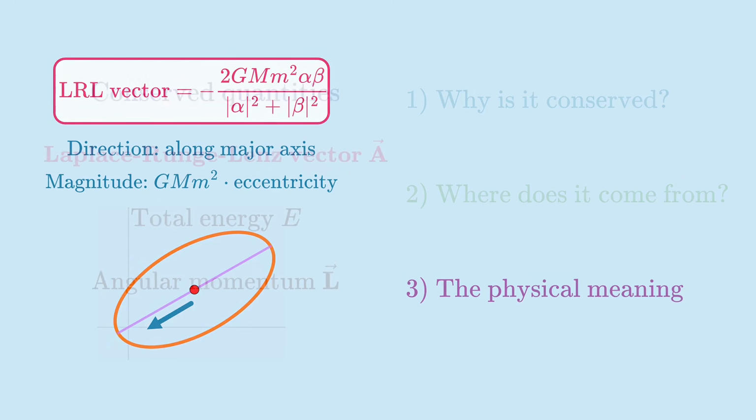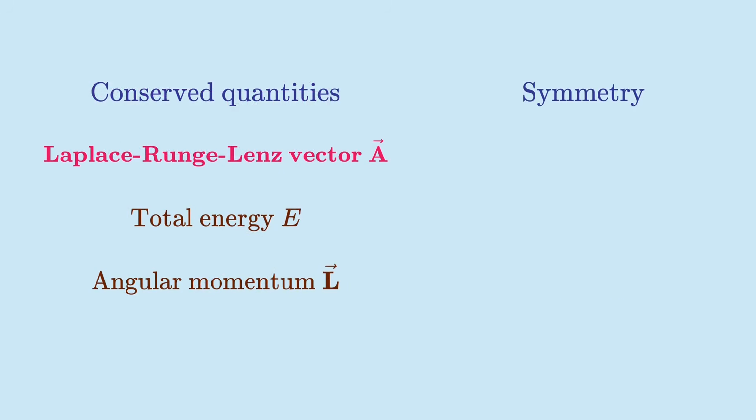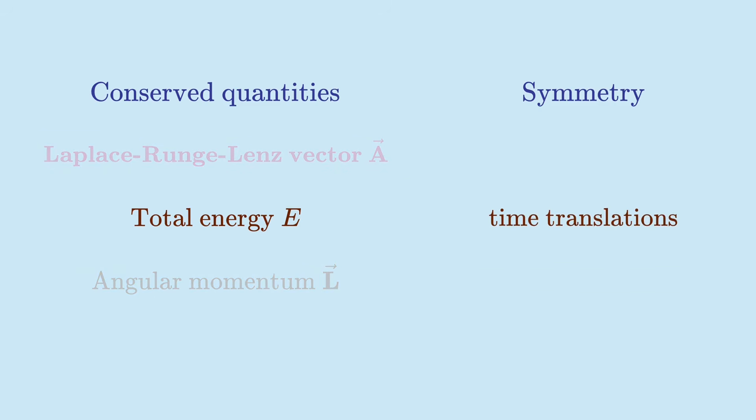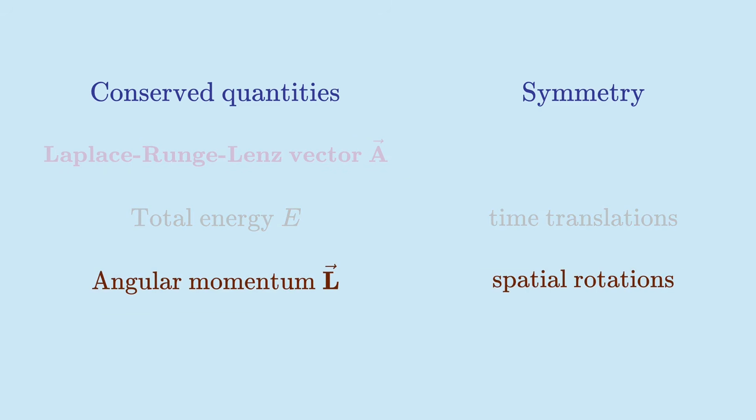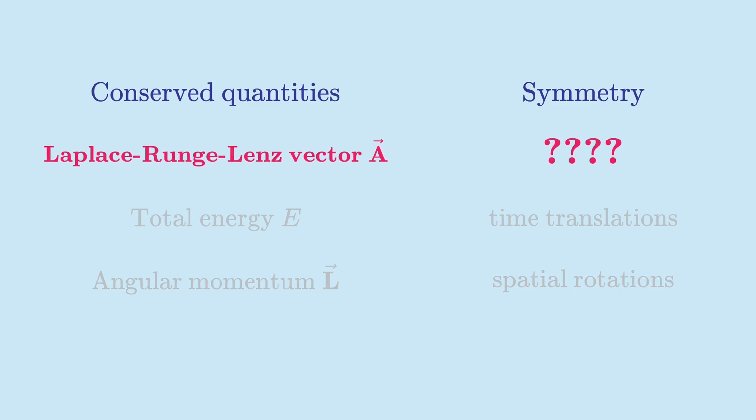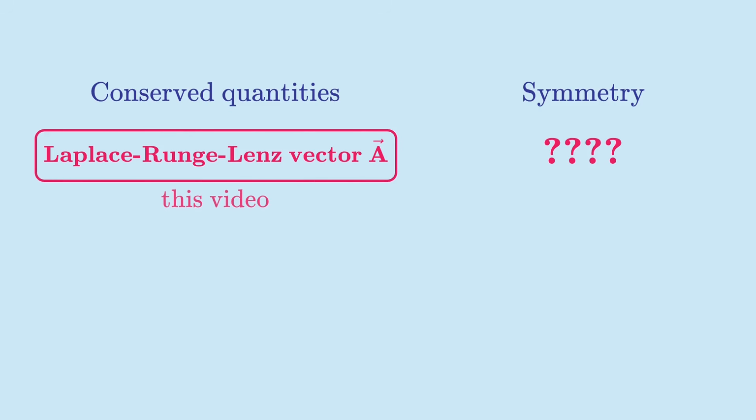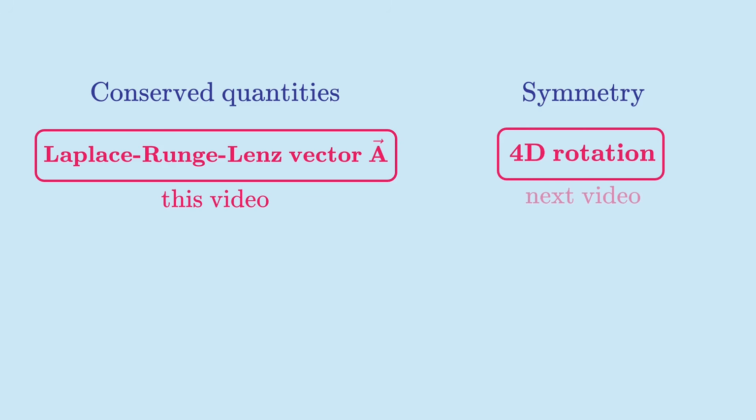Usually, a conserved quantity comes from an underlying symmetry of the system. Conservation of energy comes from time translation symmetry, and conservation of angular momentum comes from spatial rotational symmetries. But conservation of the LRL vector doesn't come from an obvious symmetry. This video only focused on what the LRL vector is, but the next one will make this obscure symmetry more obvious.